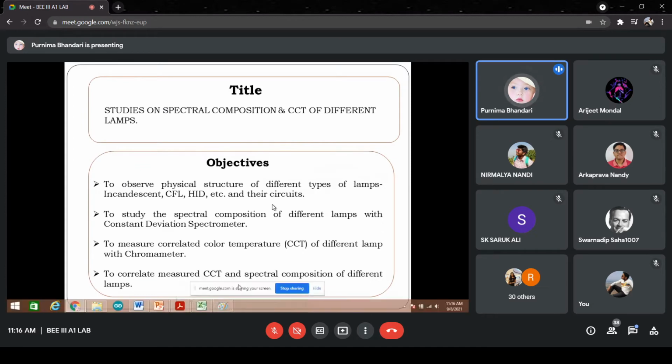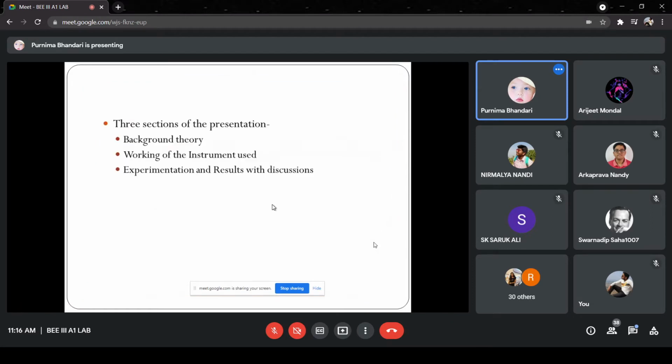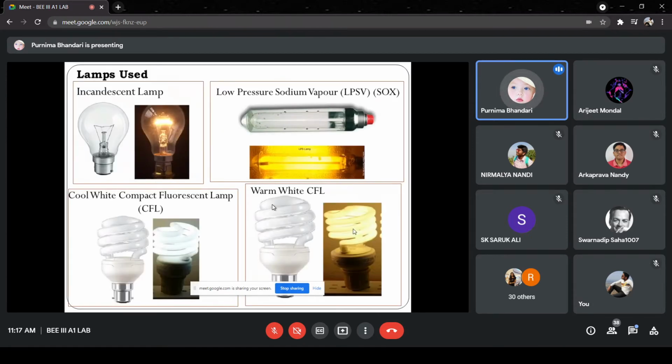And next, we have to establish a relation between the CCT and the spectral power composition of the different lamps. So with these three sections I have already told, we are going to follow. In our lab, if you could have been there, we mostly use the incandescent lamp, normally called a bulb, or the GLS lamp.